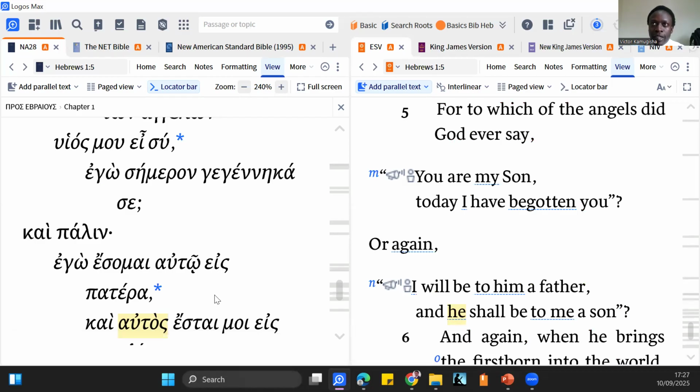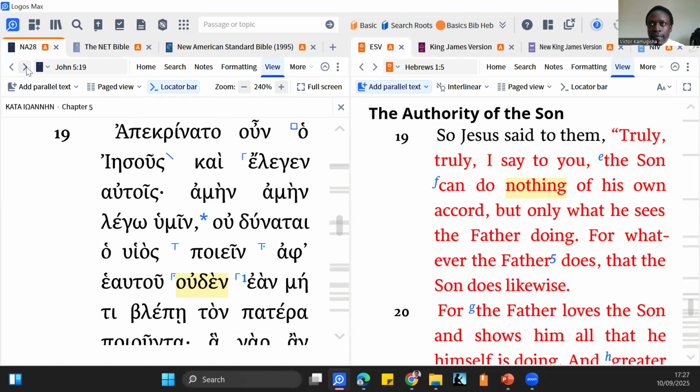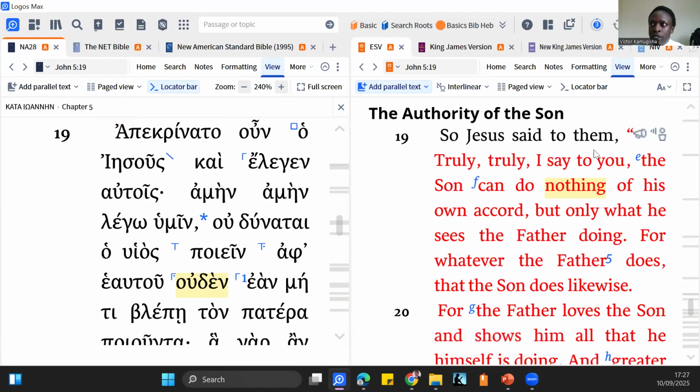So I pronounce them as a single letter. The next is John 5:19. So Jesus said to them, truly, truly, I say to you, that the Son can do nothing of his own accord, but only that which he sees the Father doing. For whatever the Father does, that the Son does likewise.